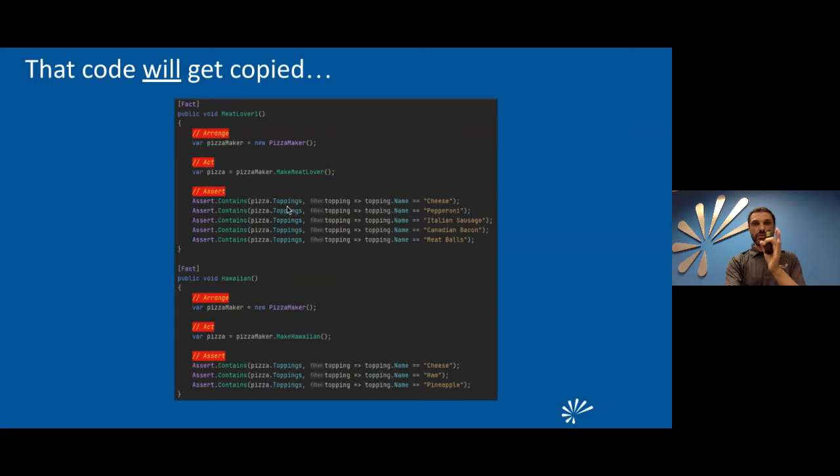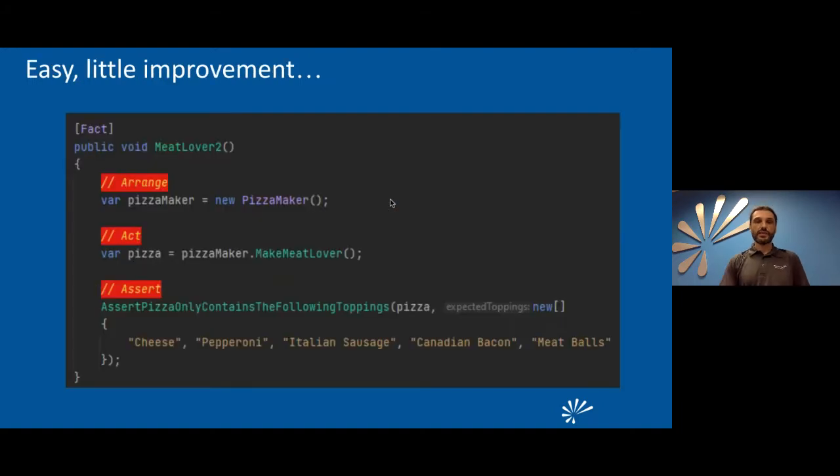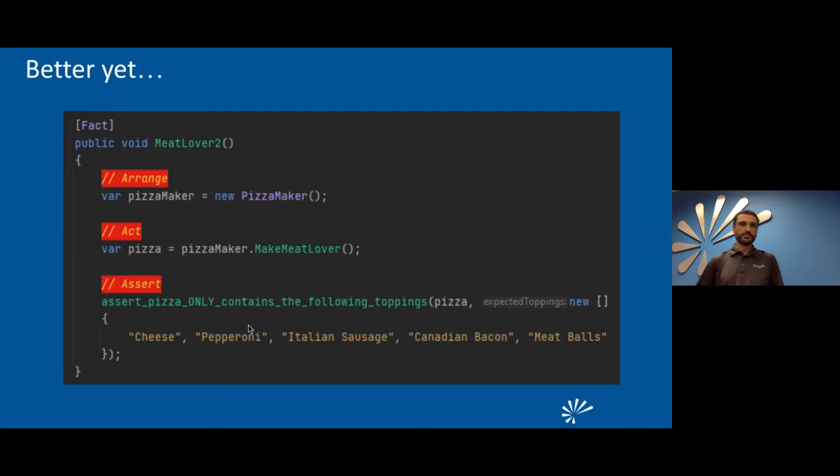Assert contains pizza toppings, topping goes into topping name equals all that stuff, right? So you make it a lot more concise like that. Better yet, I've gotten into the habit of actually writing it like this. All lowercase, the words are separated with underscores, and I only use uppercase for the things that I want to draw people's attention to.